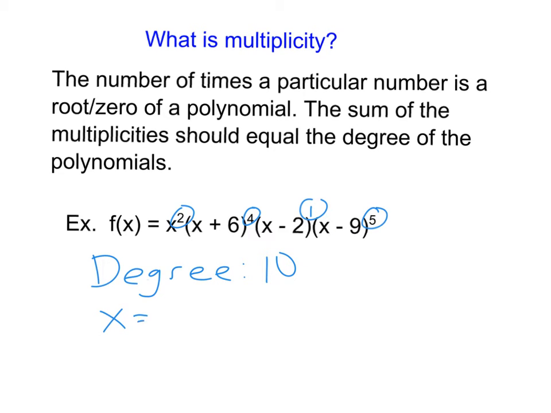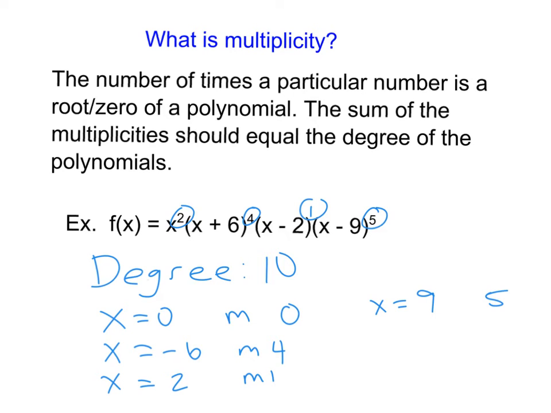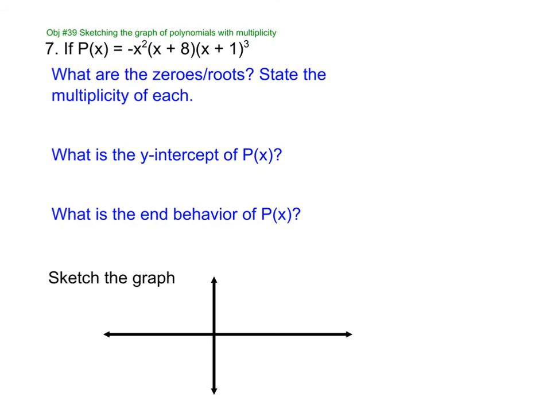So my x equals 0 has a multiplicity of 2 because it's an x squared. My negative 6 has a multiplicity of 4. 2 has a multiplicity of 1. And 9 has a multiplicity of 5. So at each of those points, at 0, it's going to have something that looks like a parabola. At negative 6, an x to the 4th. At 2, it's just going to go smoothly through. And at 9, it would have a 5. Okay, so why don't you pause and try this one on your own.